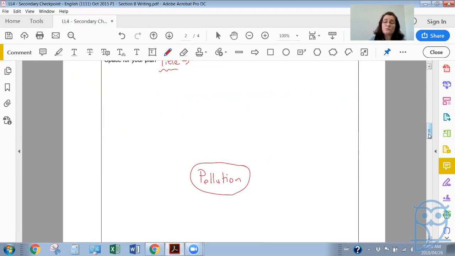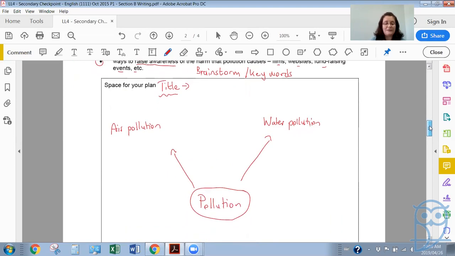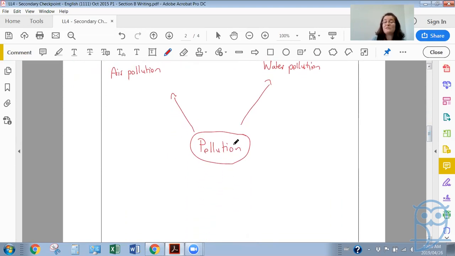But more specifically, what kinds of things are we going to look at? The different sorts of pollution. For example, we're going to look at air pollution, water pollution, and what else? We're going to look at litter. All right, so we've already been given three lovely key ideas that we can expand on.